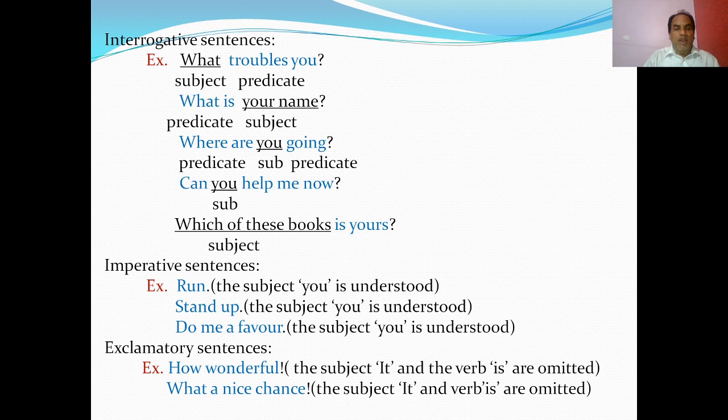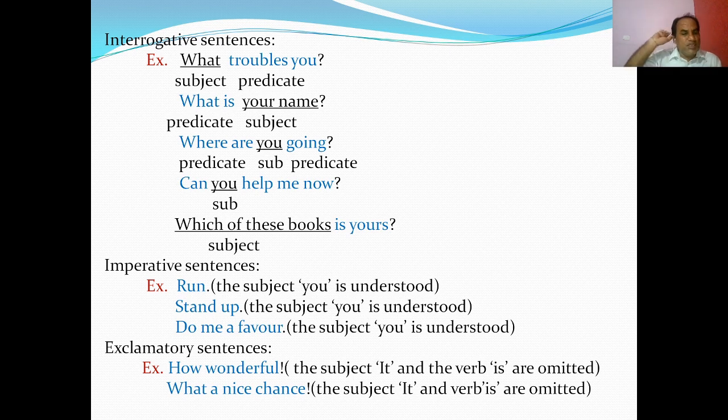How wonderful. What a nice chance. These are exclamatory sentences. How wonderful. What is the subject? The subject is it. What is the verb? Is. You see, how wonderful means it is very wonderful. It is really wonderful. It is very wonderful, we can say. So it is the subject, a preparatory or anticipatory subject which is hidden, and here the verb is also hidden. Is is also omitted, hidden. What a nice chance, the subject it is hidden and the verb is also omitted.